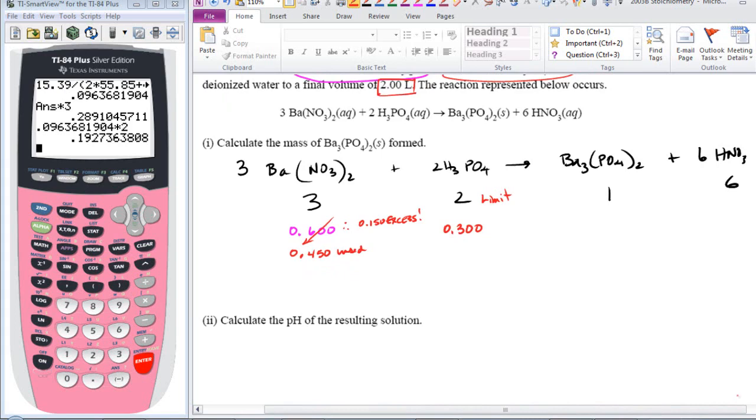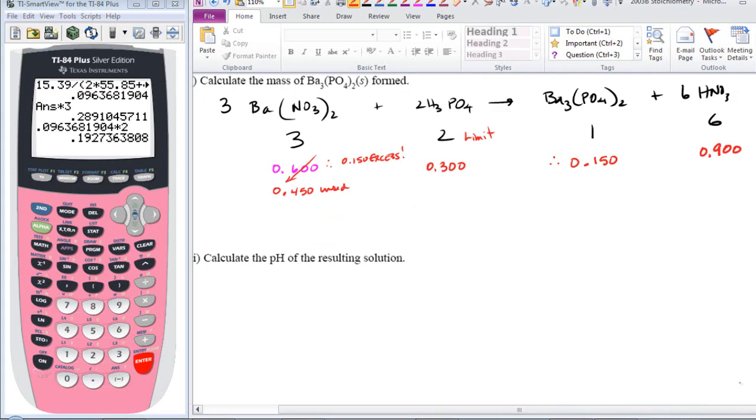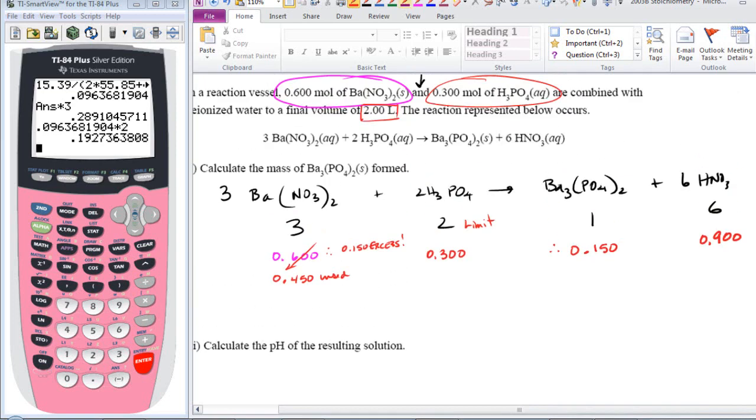All right, so what do they want? They want us to calculate the mass of the barium phosphate formed. Okay, so here, if 2 goes with 0.3, therefore 0.150, or half of 0.3, is formed, and 3 times 2 is 6, so 0.900 moles of that are formed, just in case they ask me later. Again, while you're there, you might as well spend that extra second thinking about it. The bad news is they did not give me the mass of the barium phosphate, so I need that mass because they want grams, or mass implies grams.